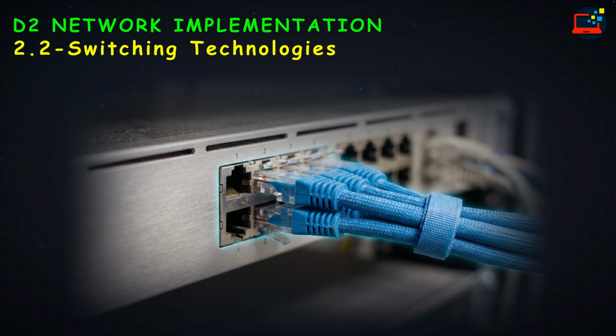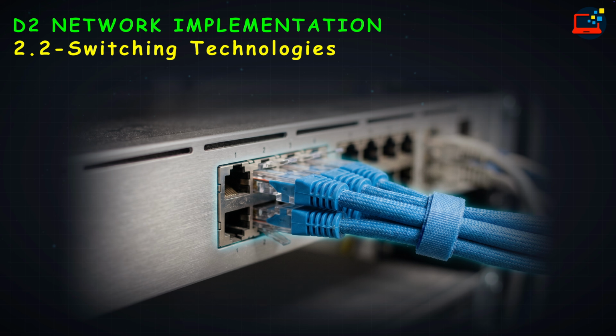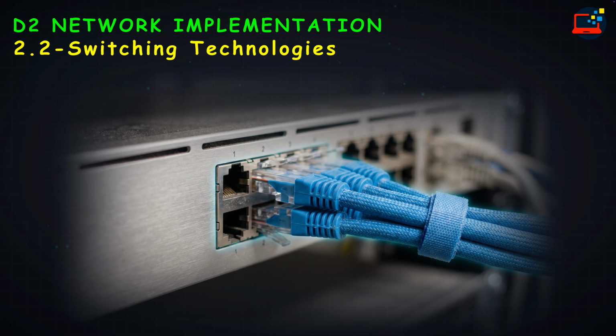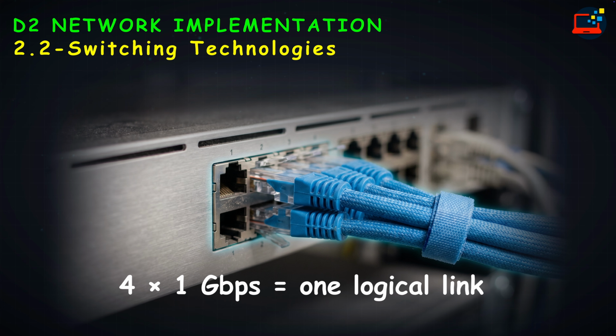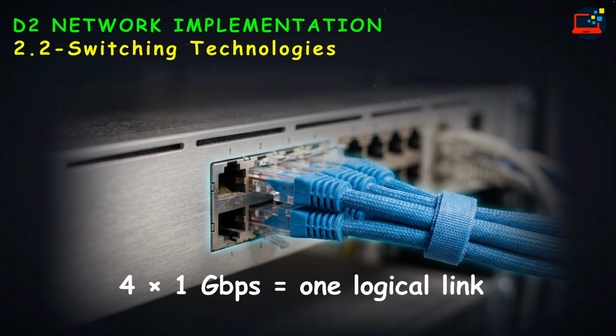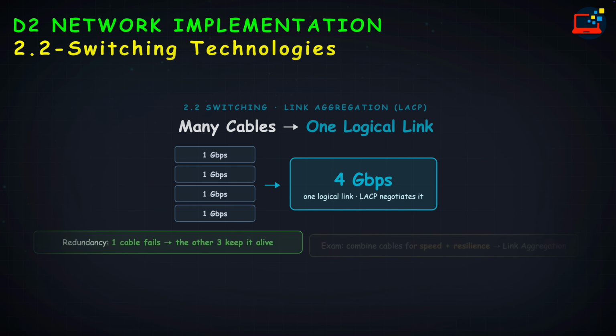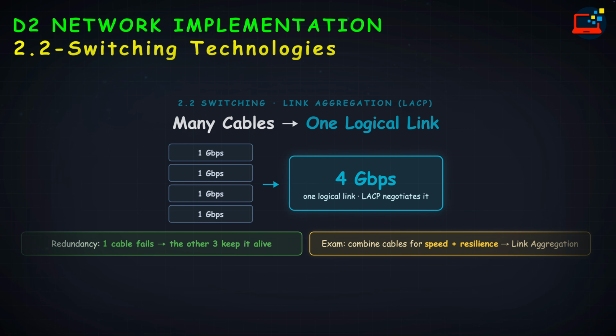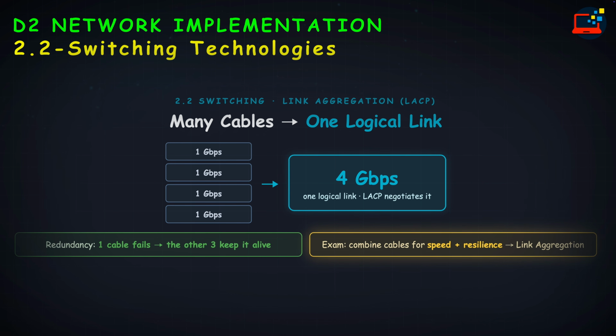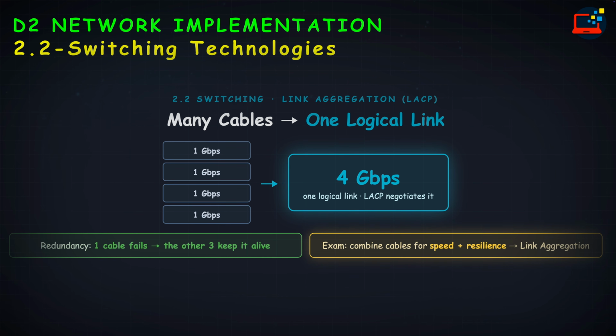Link aggregation, LACP, combines multiple physical links into a single logical link. 4 1 gigabit cables become one 4 gigabit logical link. It also provides redundancy. If one of the 4 cables fails, the other 3 keep the link alive. LACP is the standard for negotiating the bundle. If you see the exam describe combining cables for both speed and resilience, the answer is link aggregation.